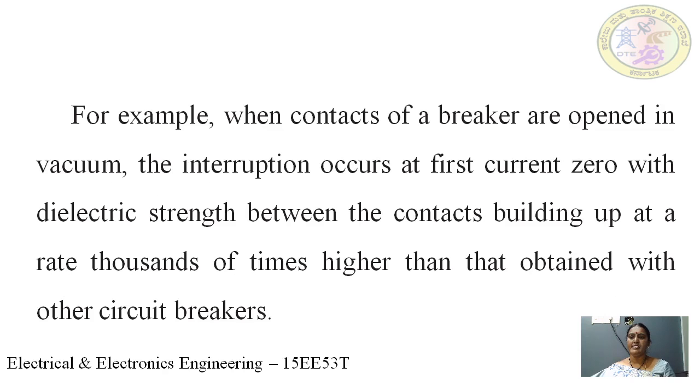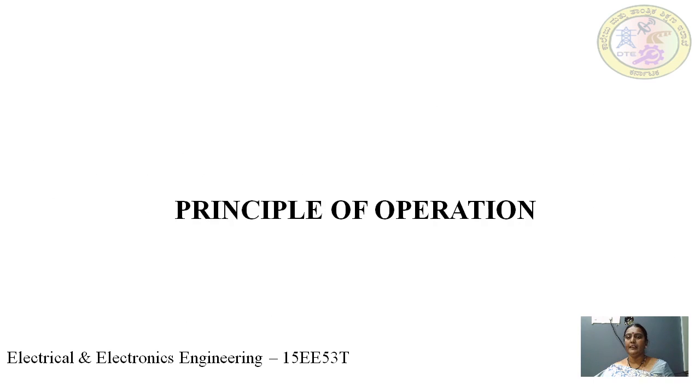arc. For example, when the contacts of the breaker are opened in vacuum, the interruption occurs at the first current zero. That is, consider a cycle of operation. Under that, for the first half cycle before current goes to zero, within that period only, the dielectric strength between the contacts is built up at a rate 1000 times higher than that obtained with other circuit breakers like air, oil and SF6 circuit breaker.